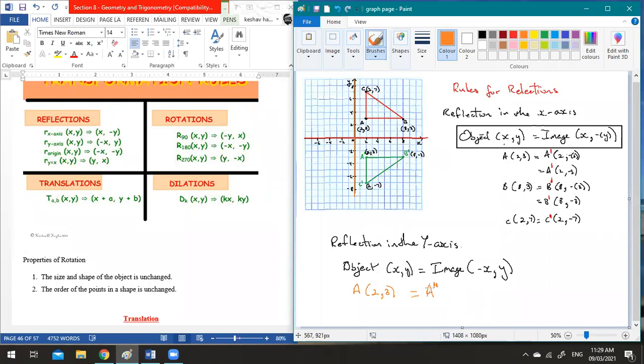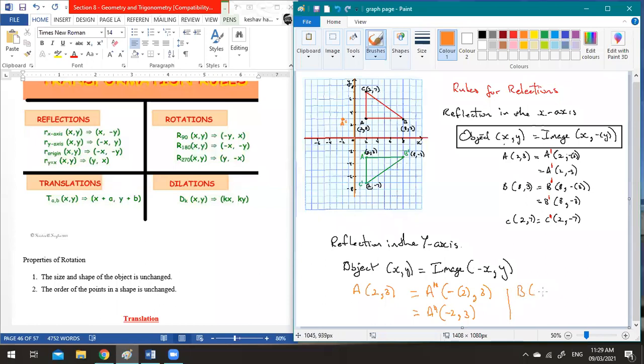Since it's the second time we're doing an image, we put a double dash, right? And the rule is, you put a negative sign in front of the x, so you put a negative sign in front of the 2, and then keep the value 3. So you'll have A double prime, or the image of A, will be -2 and 3. So let's plot it on the graph. So -2 on the x and 3 on the y. So that'll be A double prime.